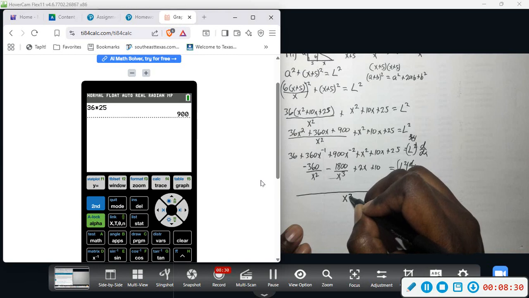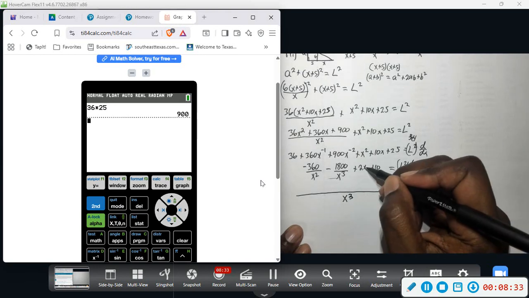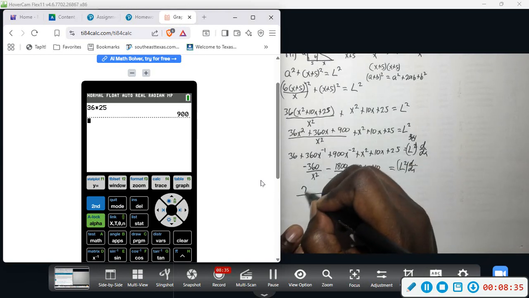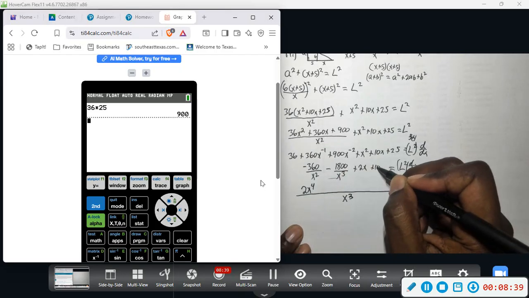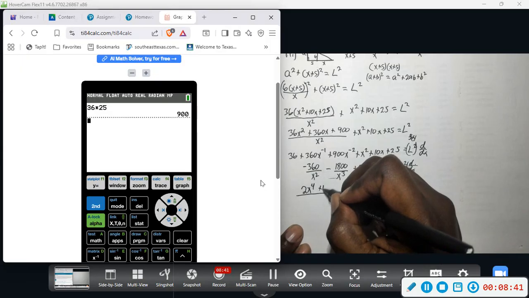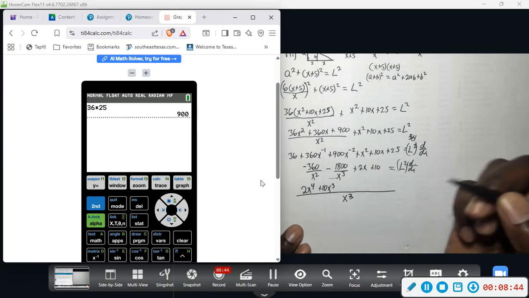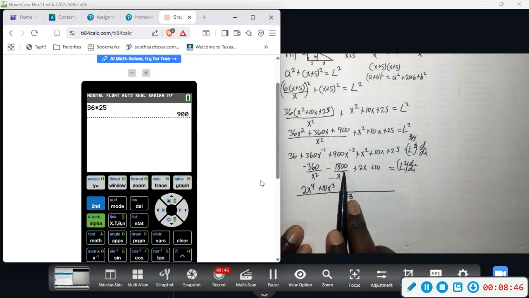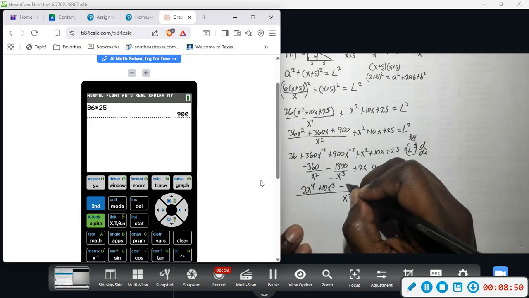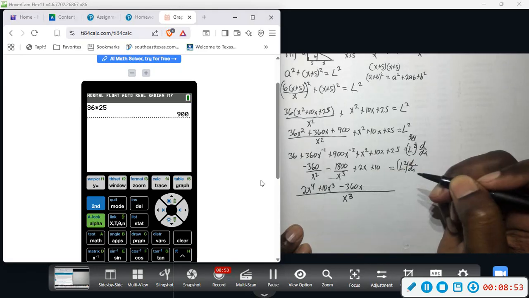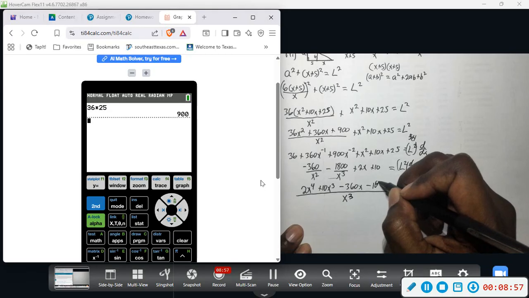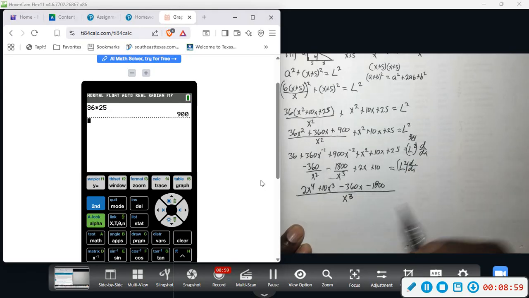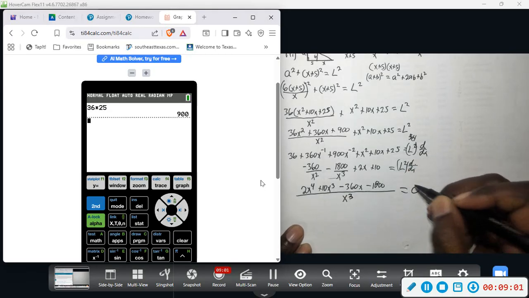Everything is going to have a denominator of x cubed. Times x cubed will give me 2x to the 4th. Times x cubed will give me 10x to the 3rd. This one is already over x cubed. This one I need 1x, so that'll be minus 360x. And then minus 1800. All right, we're going to set this equal to 0.